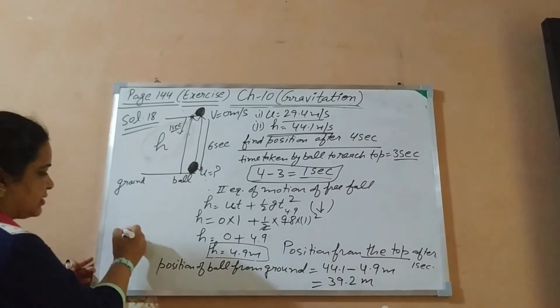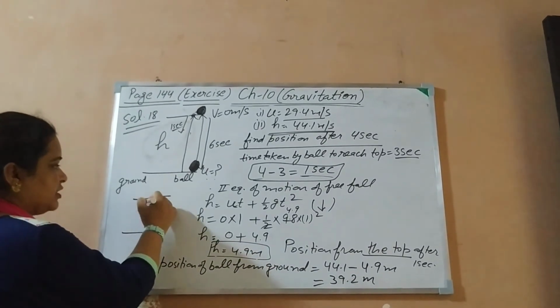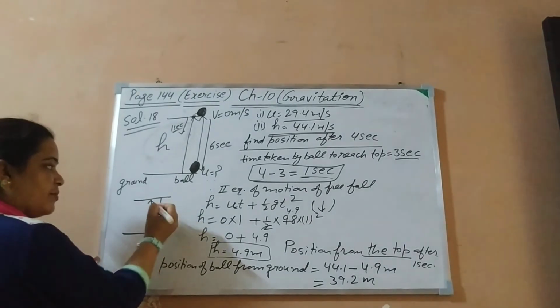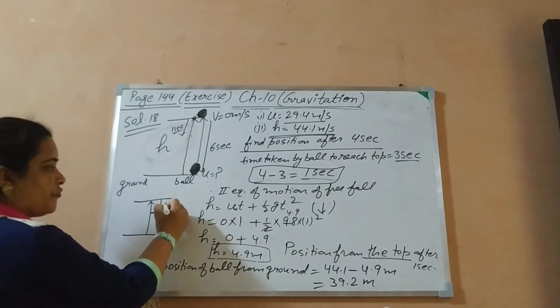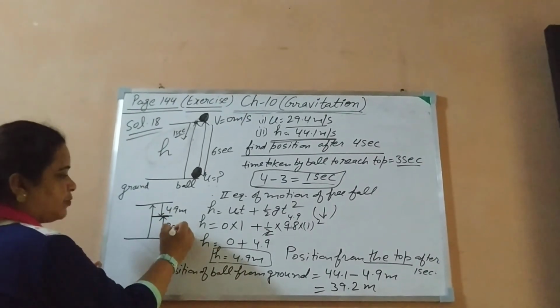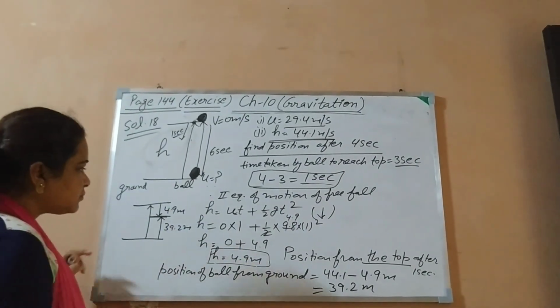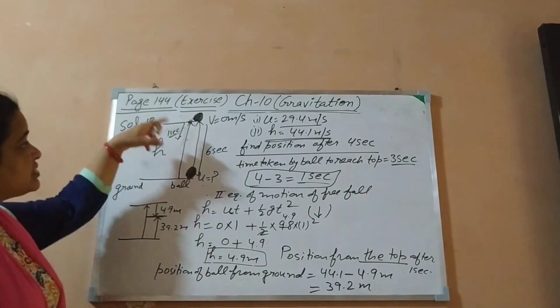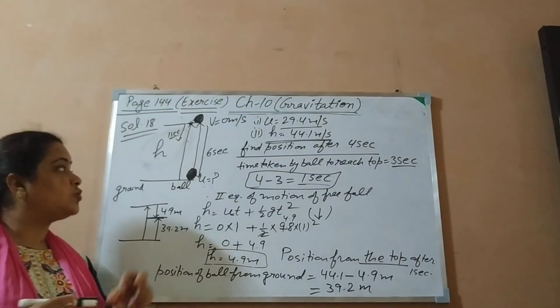The situation is like this. You are throwing the ball, in 3 seconds it will go up. In the remaining 1 second it would be here. So 4.9 meter from the top and 39.2 meter from the bottom. So this is all about the solution of question number 18.